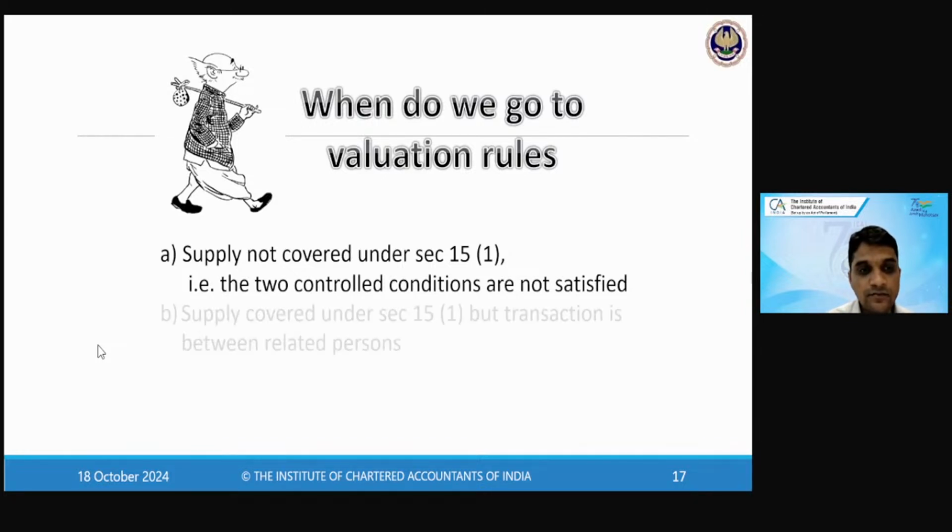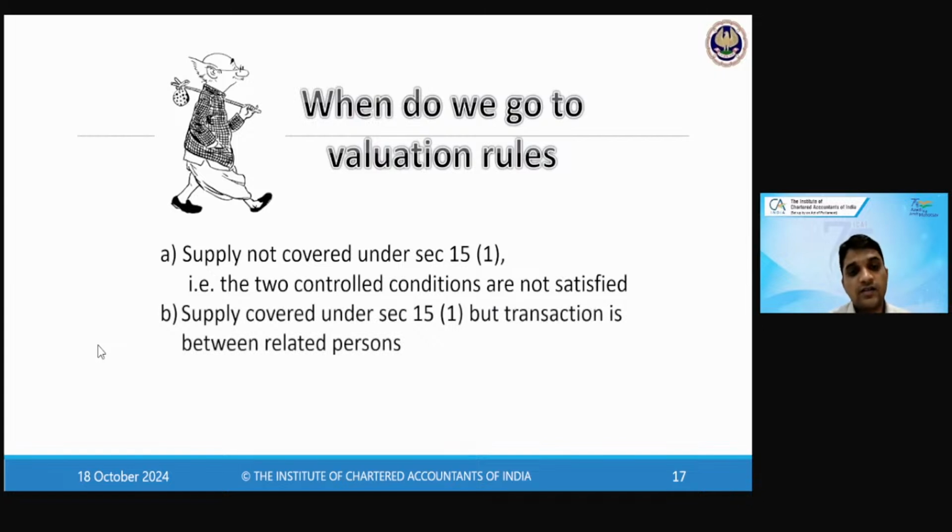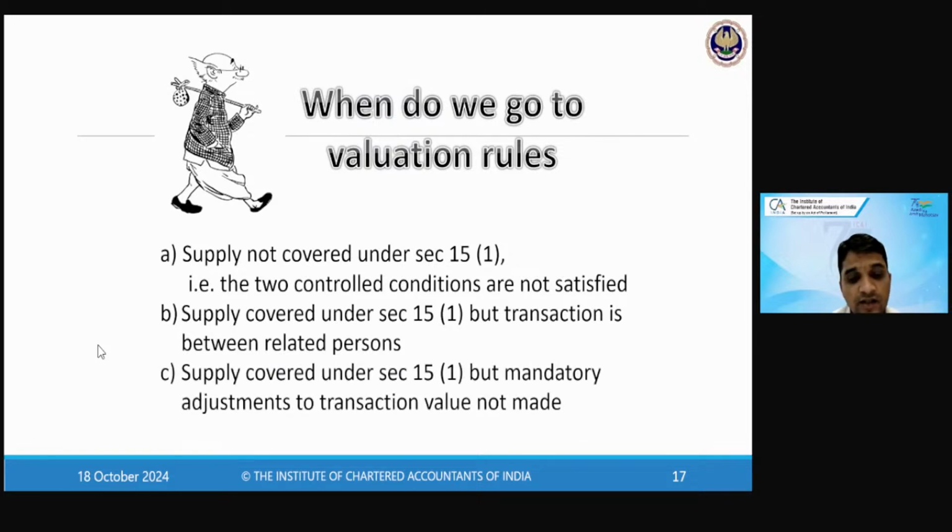Then, supply is covered, but the transaction is between related persons. So it is a transaction value where price is the sole consideration, but this transaction is between related persons, then also we'll go to the valuation rules. Supply is covered under 15.1, but the mandatory adjustments under 15.2 and 15.3, if that is not done, then also we'll go to the valuation rules.